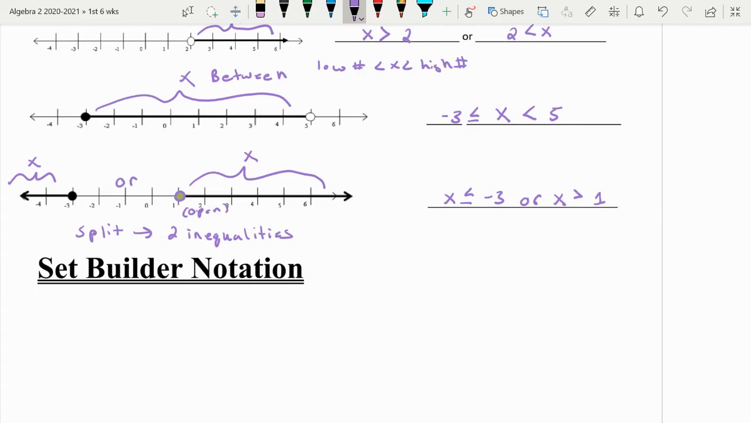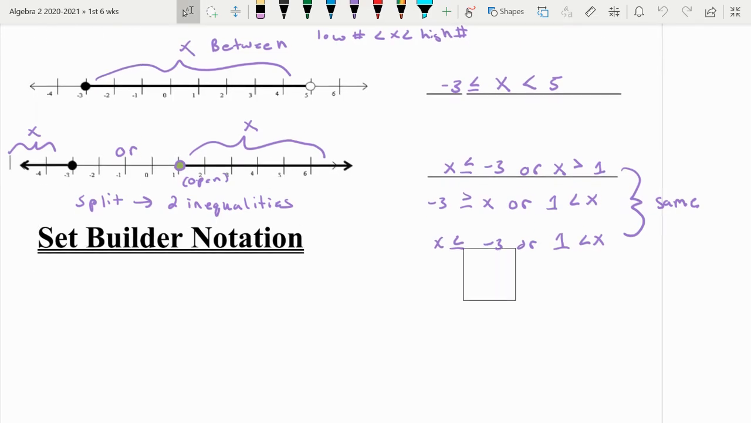Here are two other ways that say the same thing. We have -3 greater than or equal to x, or 1 is less than x. Or you can say x is less than or equal to -3, or 1 is less than x. All three of these ways say the same thing. Just make sure it's consistent.